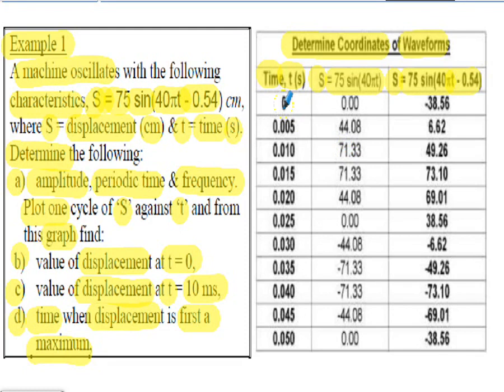You then evaluate each of the rows based on the time value we're using in the equation. I'll let you do the arithmetic on that. Don't forget, when calculating the S values, make sure your calculator is in radians mode.